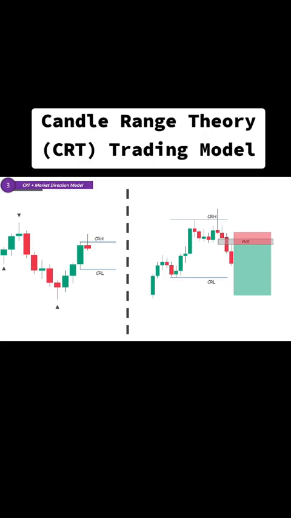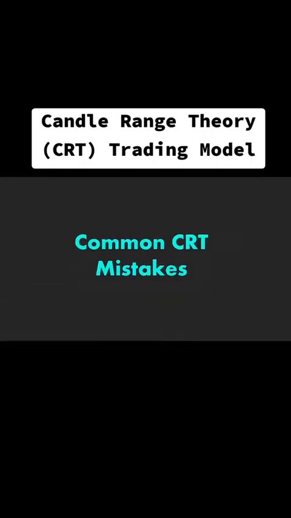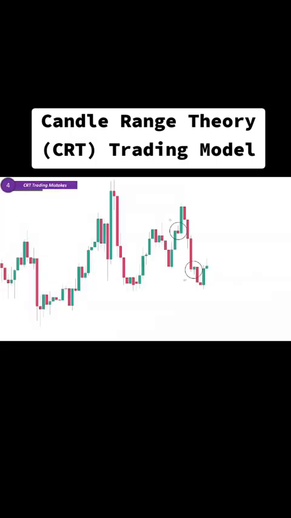Now that we've gone through how to apply CRT properly, let's quickly look at some common mistakes traders often make and how you can avoid them. One big mistake is trading CRT during a choppy market where there's no clear direction. CRT works best in trending conditions where you can clearly identify impulse and correction legs. Without that, the sweeps can become meaningless.